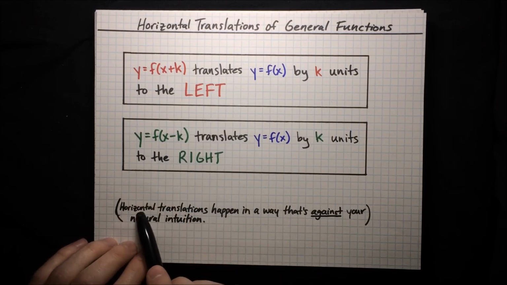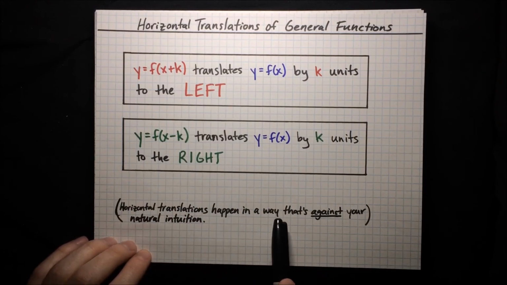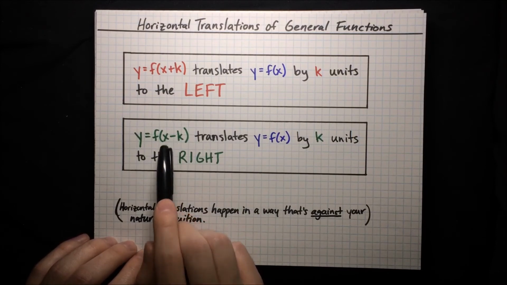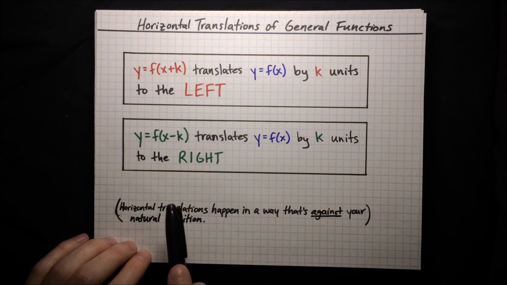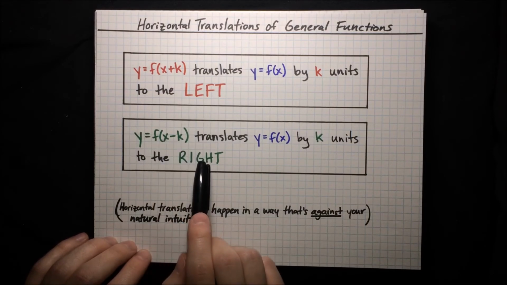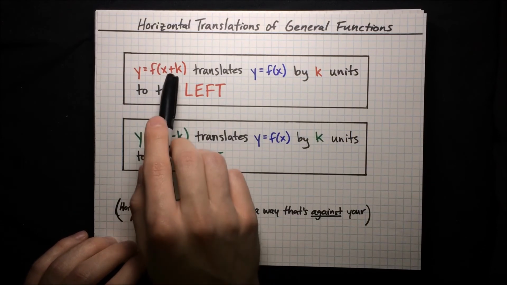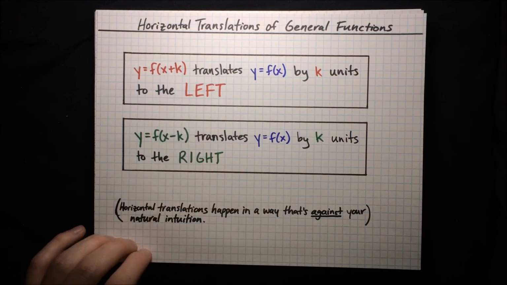And yes, horizontal translations happen in a way that's against your natural intuition. So this could even be a good way to remember what happens here. Just remember that the way you think the graph might be translated, just using your natural intuition, is not correct. So just do the opposite of that. If you see a minus, translate it to the positive direction of x. If you see a plus, translate it to the negative direction of x.